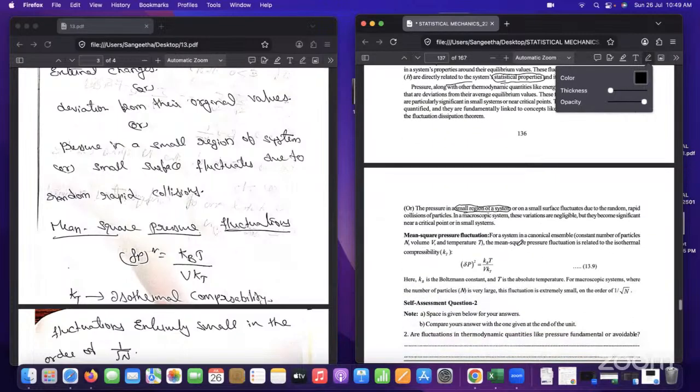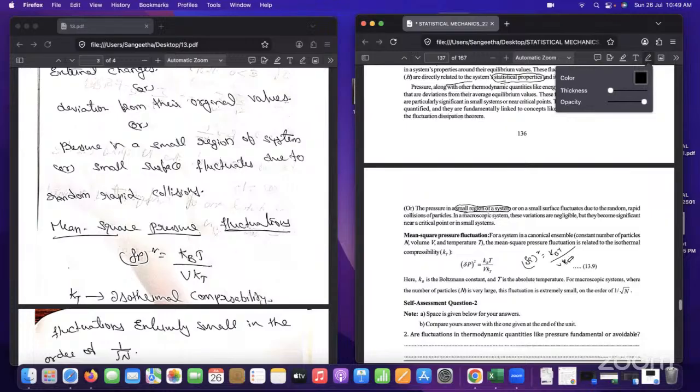So here we have the mean square pressure fluctuation. This mean square pressure fluctuation is represented with delta P whole square. What is the formula? It is equal to k_B T divided by V k_T. What is k_T here? k_B is the Boltzmann constant, T is the absolute temperature, and k_T is the isothermal compressibility.